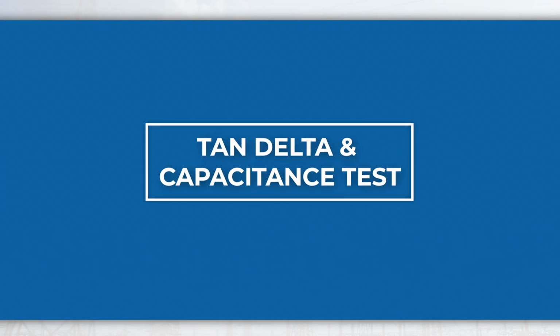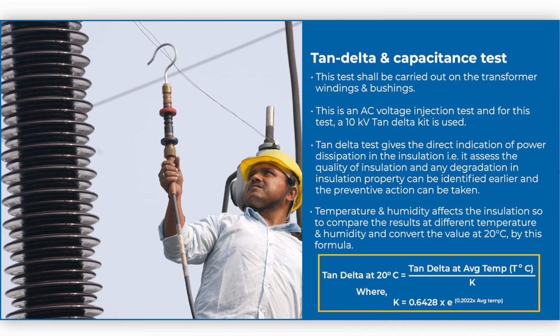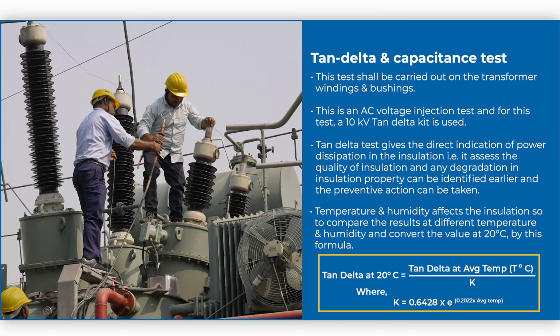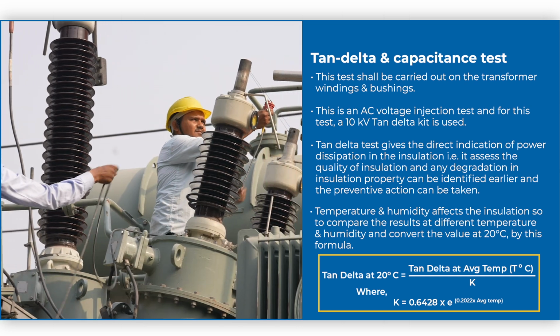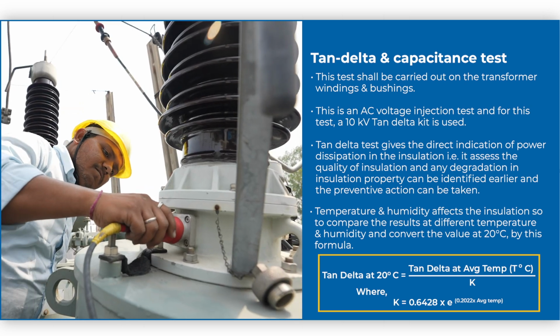Tan delta and capacitance test. This test shall be carried out on the transformer windings and bushings. This is an AC voltage injection test, and for this test, a 10 kV tan delta kit is used.